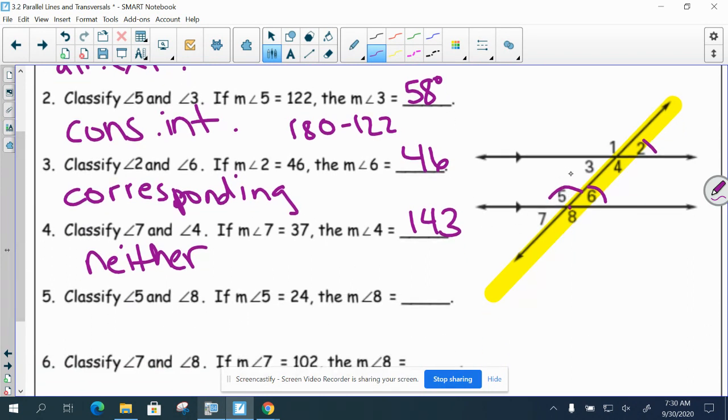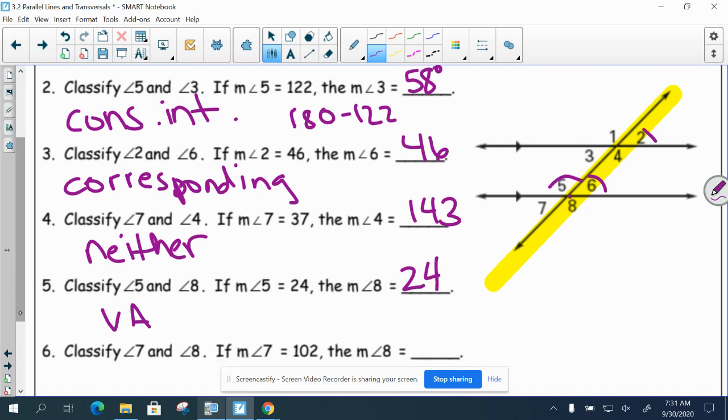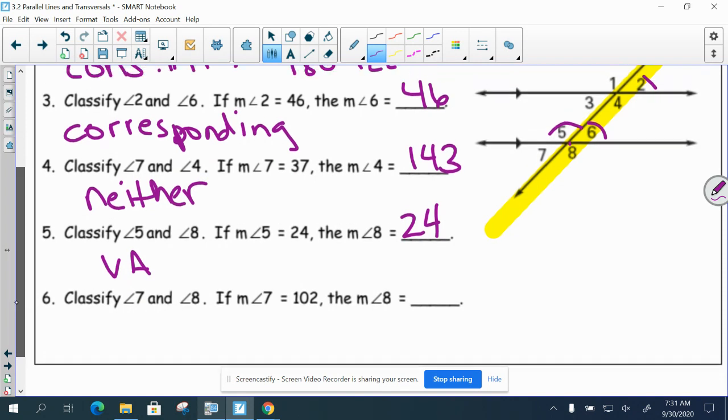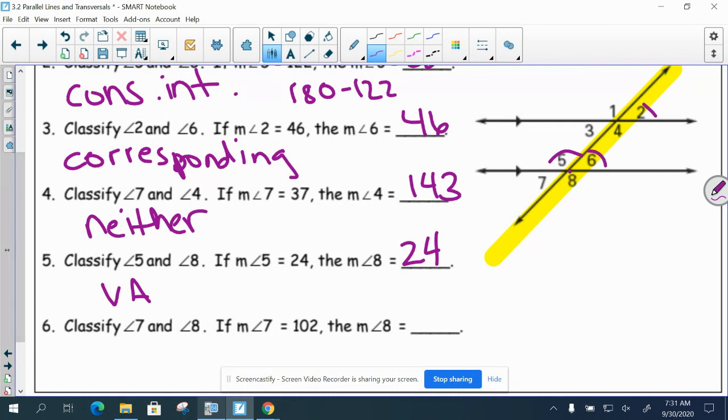And then 5 and 8. 5 and 8 are just vertical angles. Vertical angles are congruent, so this would also be 24. The diagram is not drawn to scale. There are many of these where the diagram will not be drawn to scale, so don't always rely on your diagram. Just rely on the numbers. 7 and 8. So 7 and 8 are a linear pair, so they're supplementary. Linear pair is the type of angle pair, and then supplementary is a property of that. So we would say linear pair in this case rather than supplementary. And then 78 degrees.